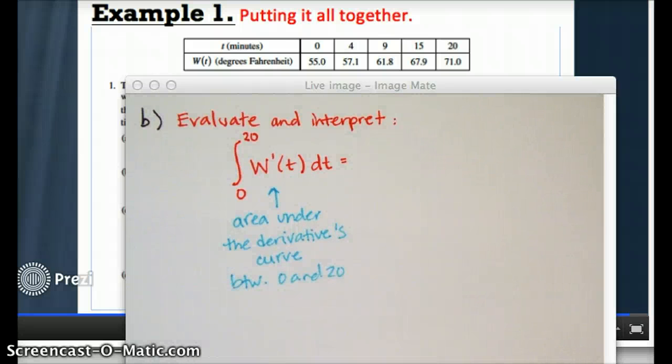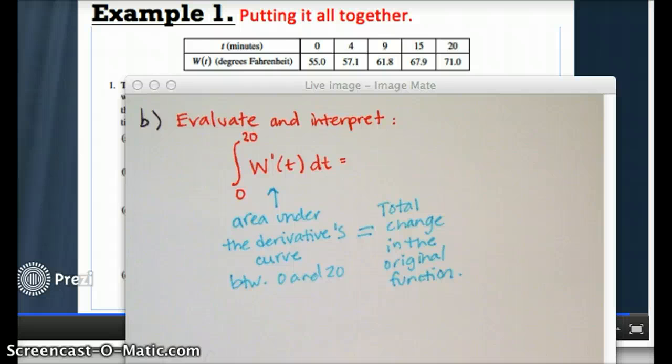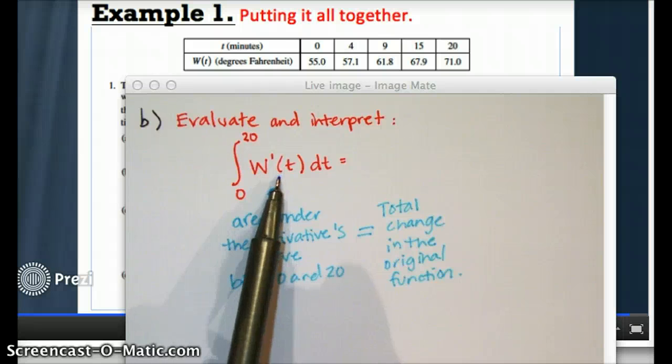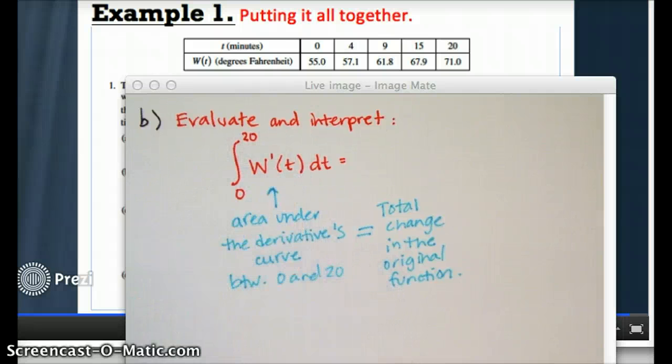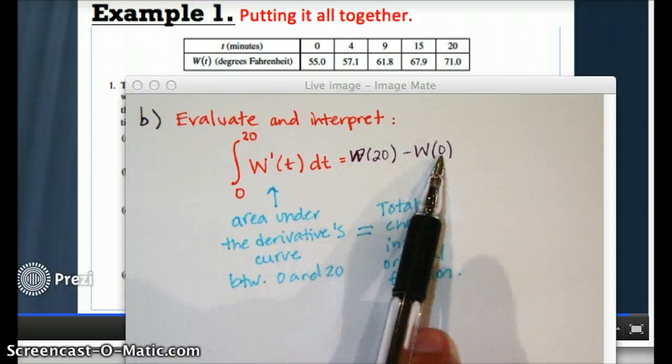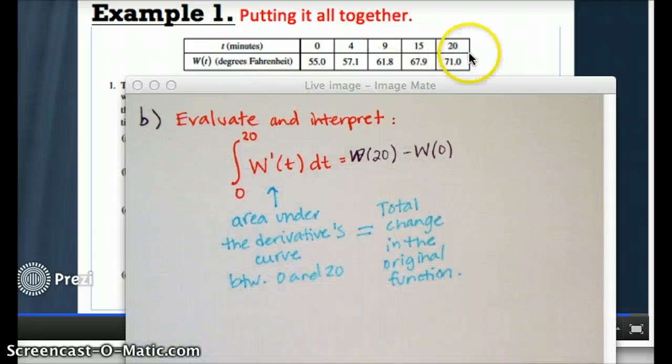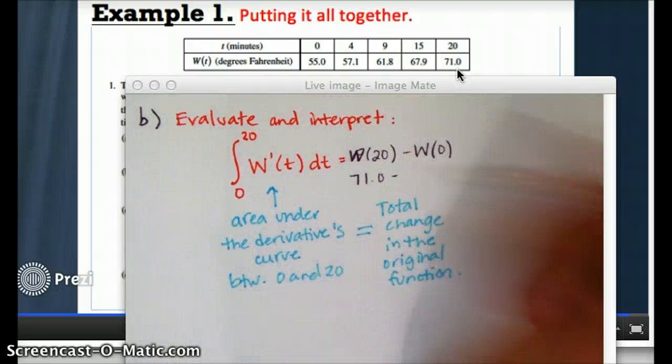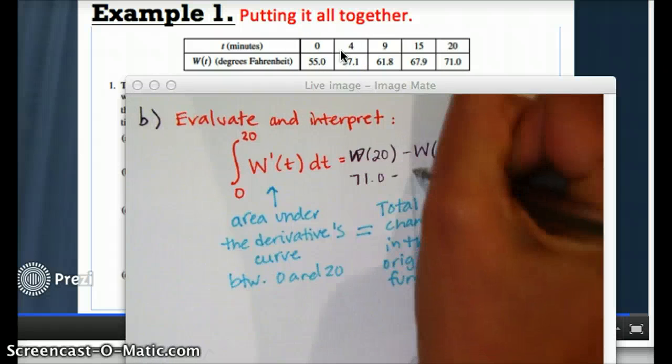Well, you know something else about that. When we're looking at a curve that's a derivative function, the area under the curve is the same as the net change in the original function. In other words, W prime of t being the derivative, this integral, according to the fundamental theorem of calculus, must equal the original function evaluated at 20 minus the original function evaluated at 0. And those two numbers are just numbers from this table. The original function evaluated at 20 is 71, and the original function evaluated at 0 is 55.